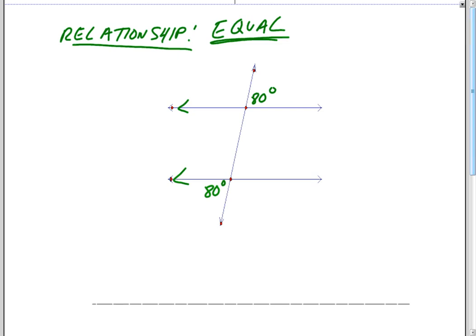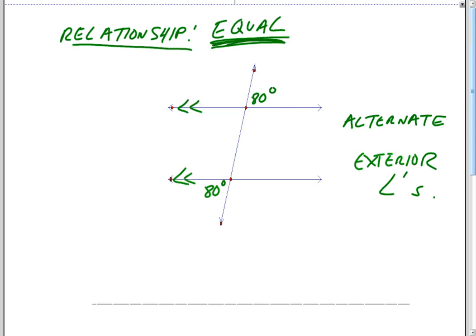Where are they? Are they interior or exterior? Exterior. Are they on the same side of the transversal or opposite sides of the transversal? Opposite. One's on the left, one's on the right. We don't use the term opposite, we use the term alternate. So we are looking at a pair of alternate exterior angles. When things are parallel, then the relationship is equal.